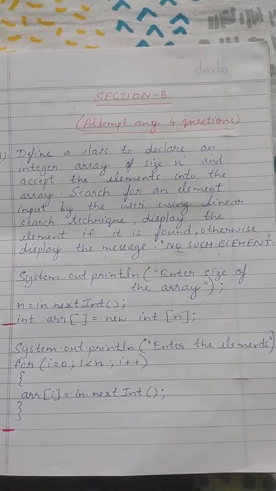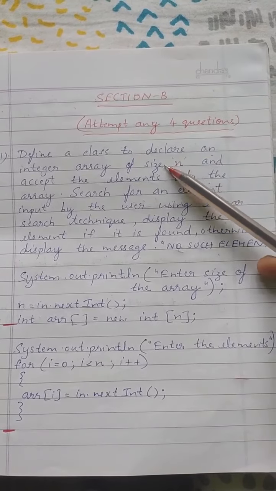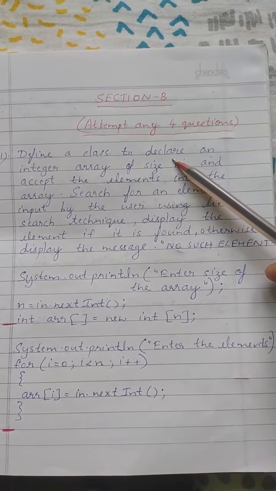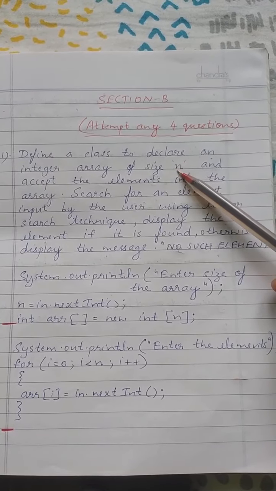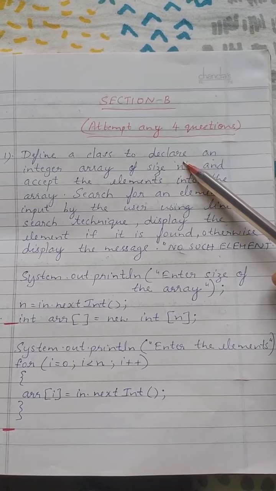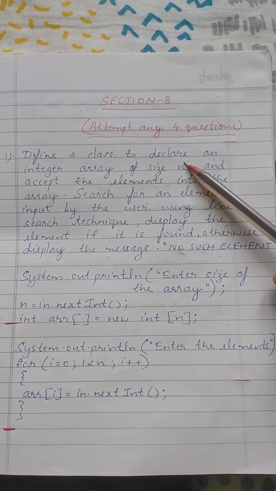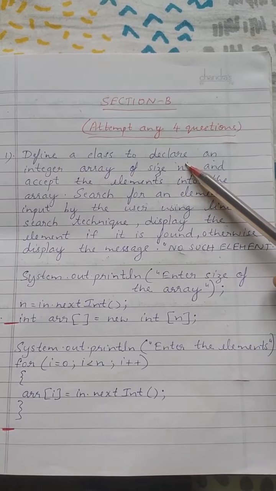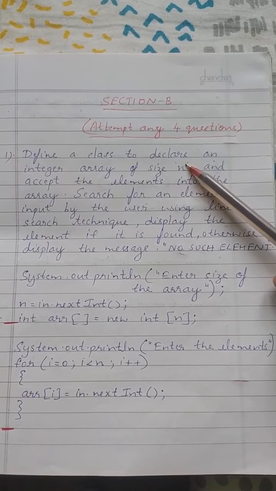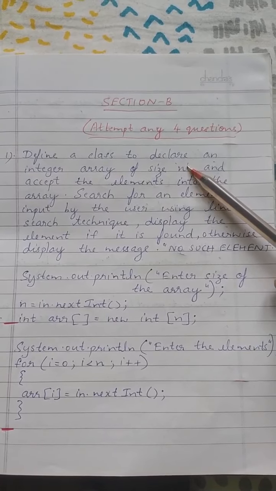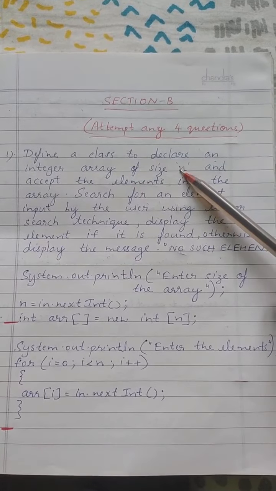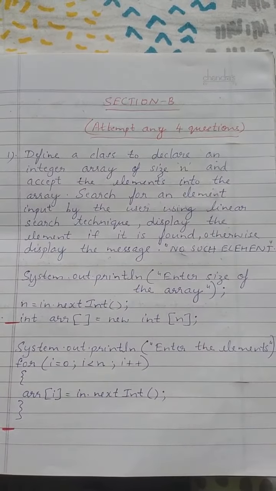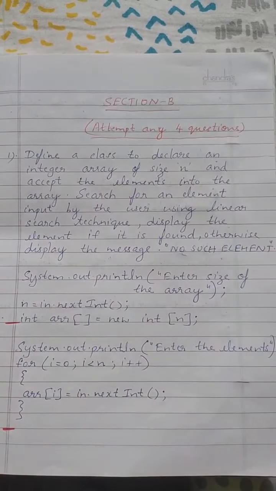Define a class to declare an integer array of size n. Size n means it depends on the user. If the user is giving 5, means you have to store 5 elements into an array. If the user is giving 10, means you have to store all the 10 elements into the array. So it depends on the user, but you have to declare an array of size n, and the array should be of integer type, and accept the elements into the array.